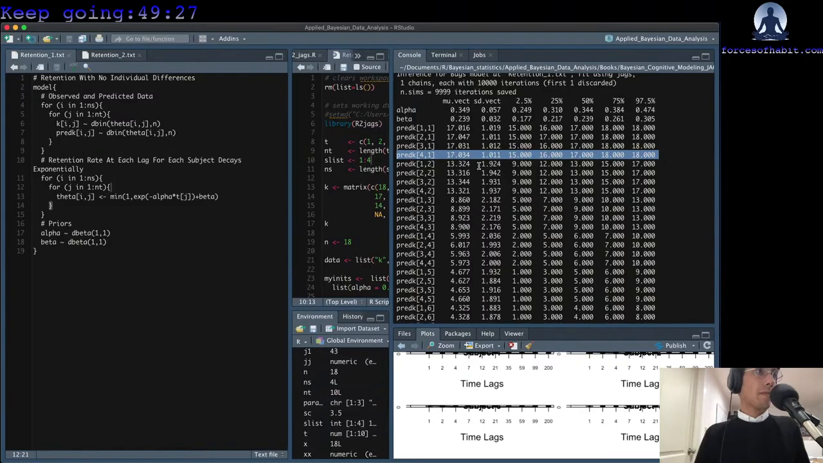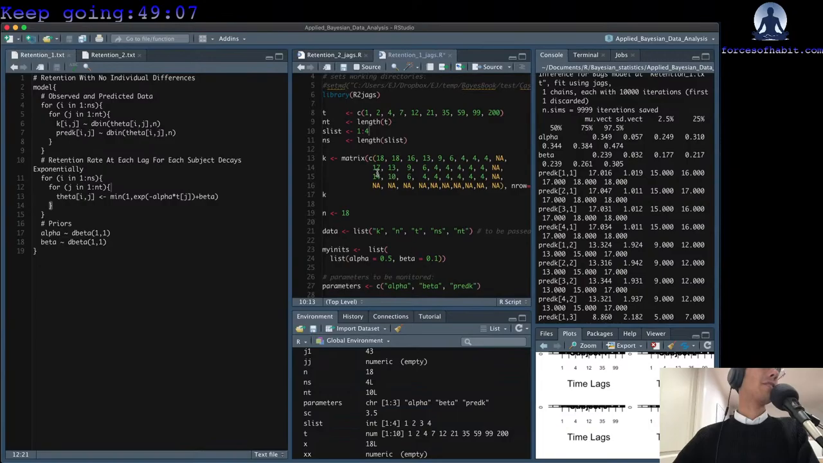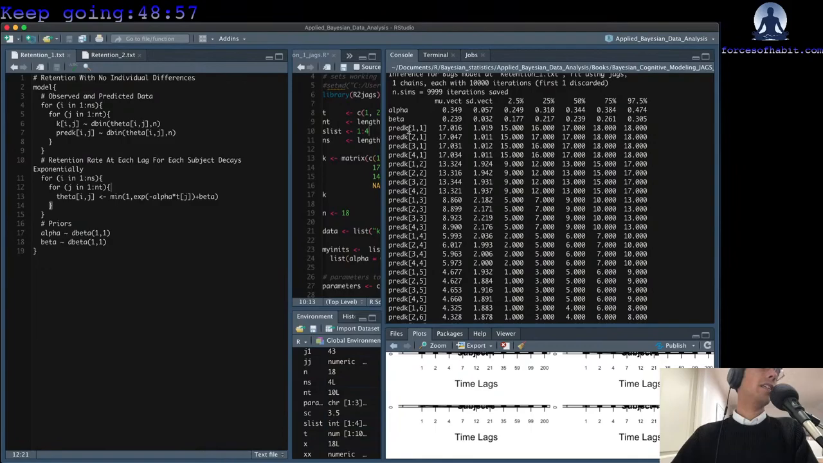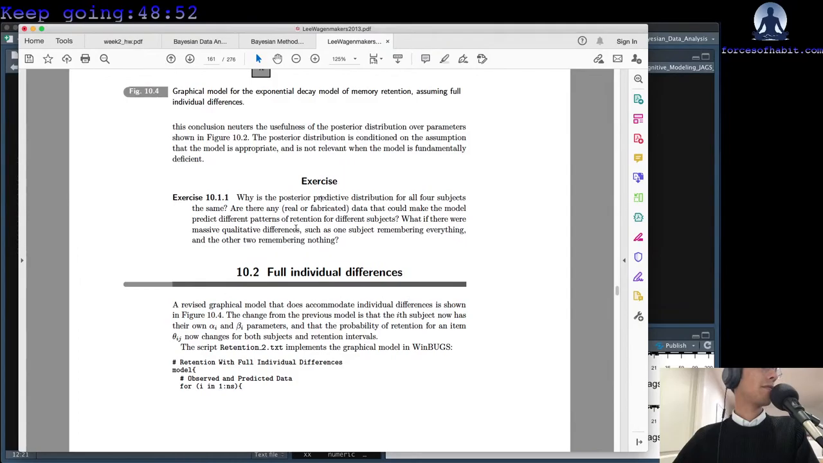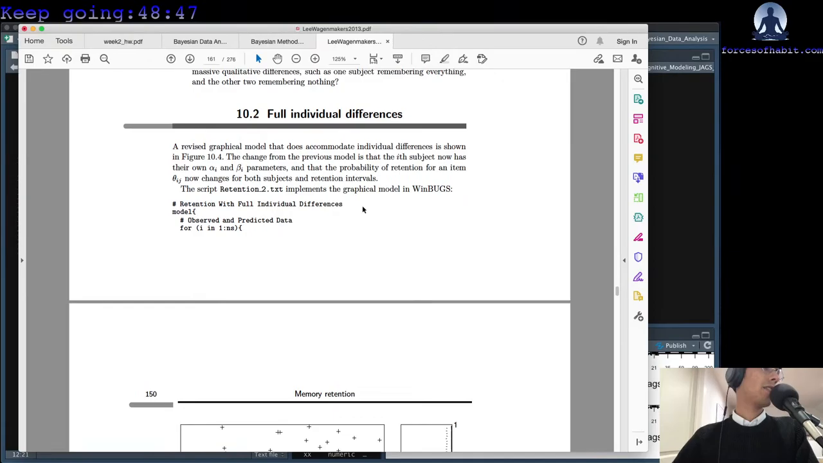So in order to have different scores across subjects, we need to have individual baselines and decays. Otherwise it wouldn't matter how I change these scores. I could have someone all across the board get perfects, and all that would do would change how everyone did, rather than how that particular individual did. Right. So now let's take a look at the full individual differences model.